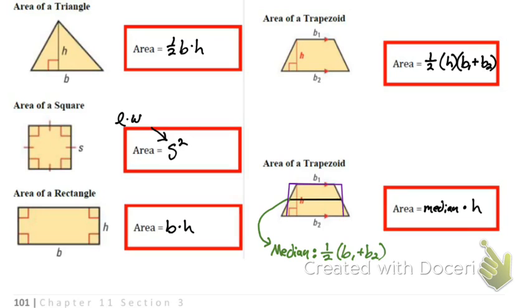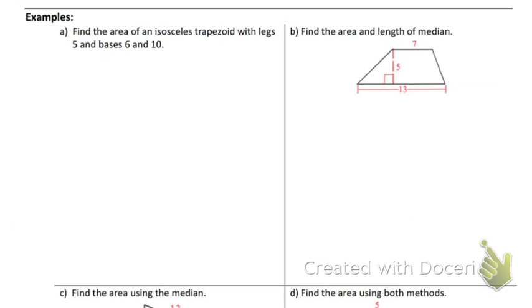All right. That is the new stuff for today. So let's just practice it on 3 problems. We're not doing the 4th one. It says, find the area of an isosceles trapezoid with legs 5 and bases 6 and 10. I want you to really focus on this term here, isosceles. Isosceles means that the legs are congruent. It's also going to lead us to another fact that we need to solve this one.